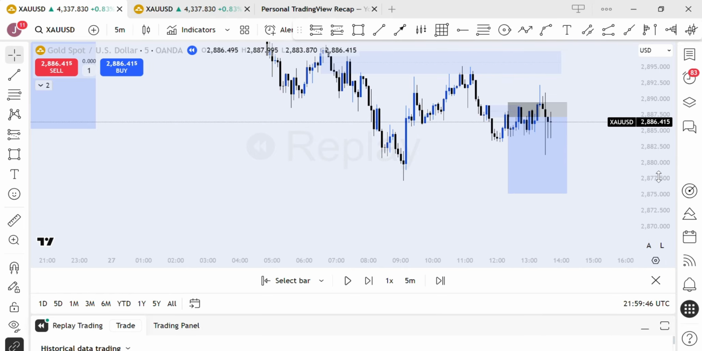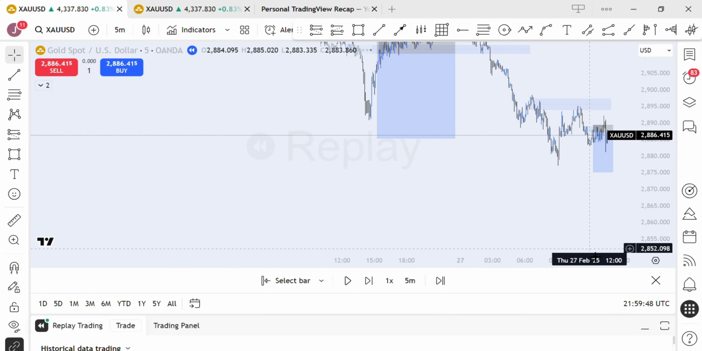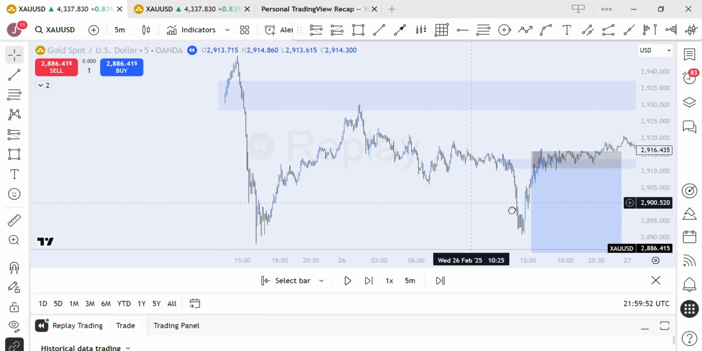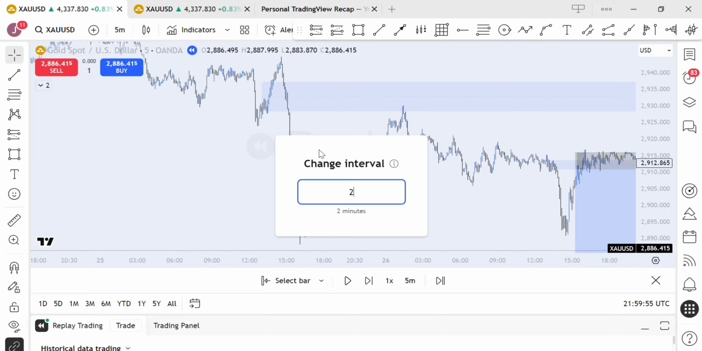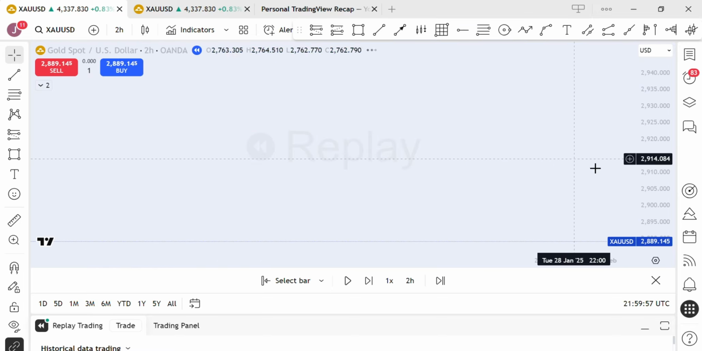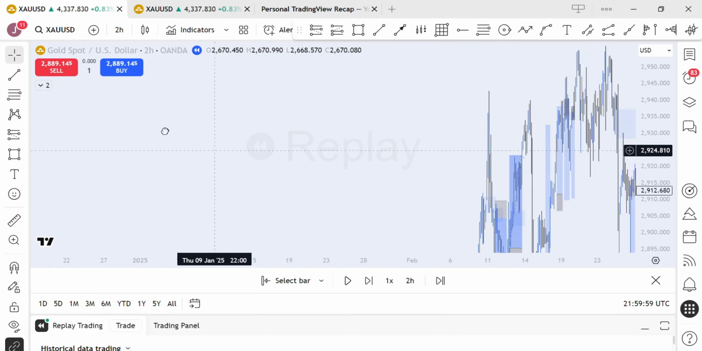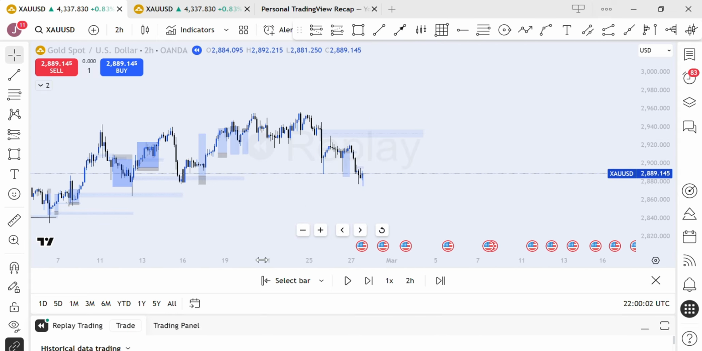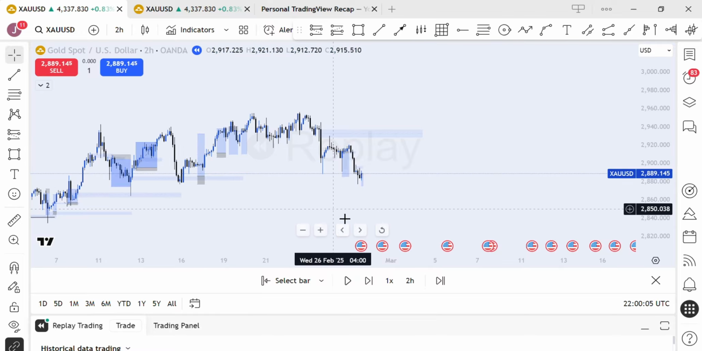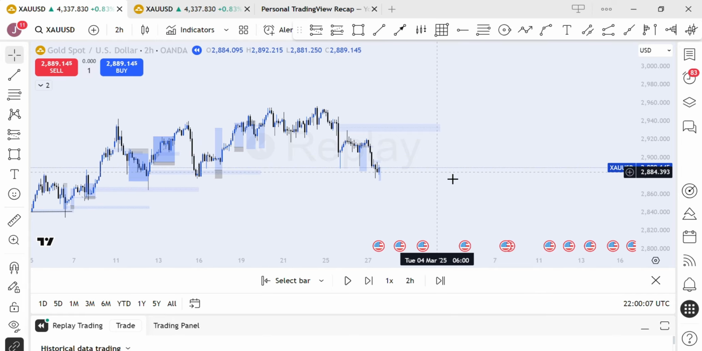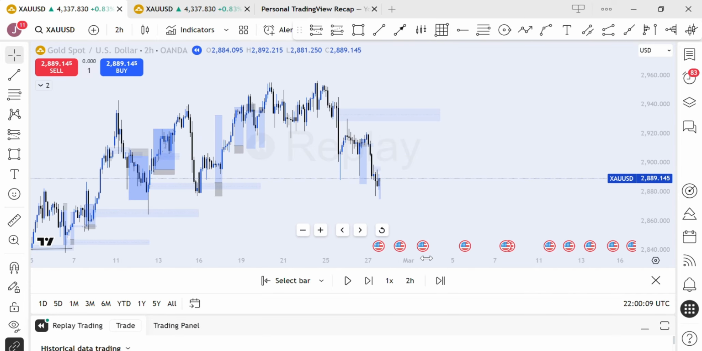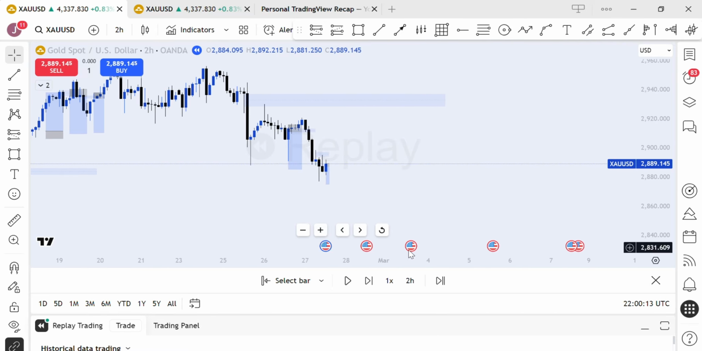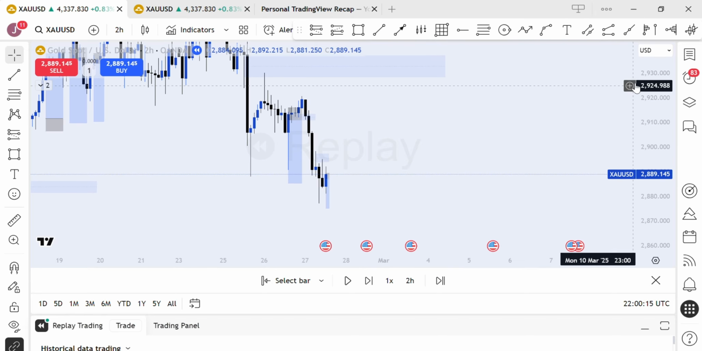Another stop loss. So we've had 4 stop losses in a row. How many stop losses have we had in a row? 1, 2, 3, 4. So 4 stop losses in a row. Okay, it's all part of the market.